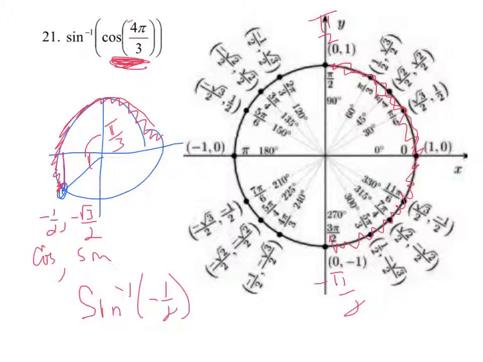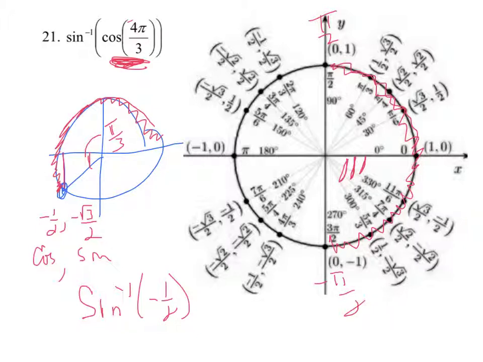So we're going to have to be thinking about how that is the same thing as negative 30 degrees or negative pi over 6. That's negative 45 or negative pi over 4, and that's going to be negative pi over 3, right?